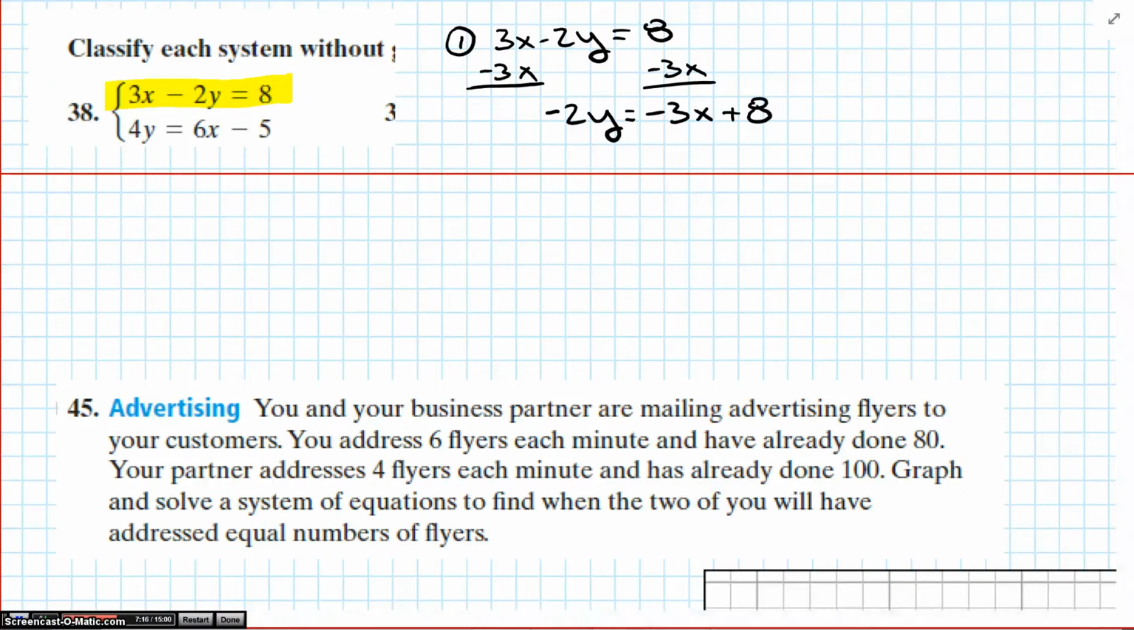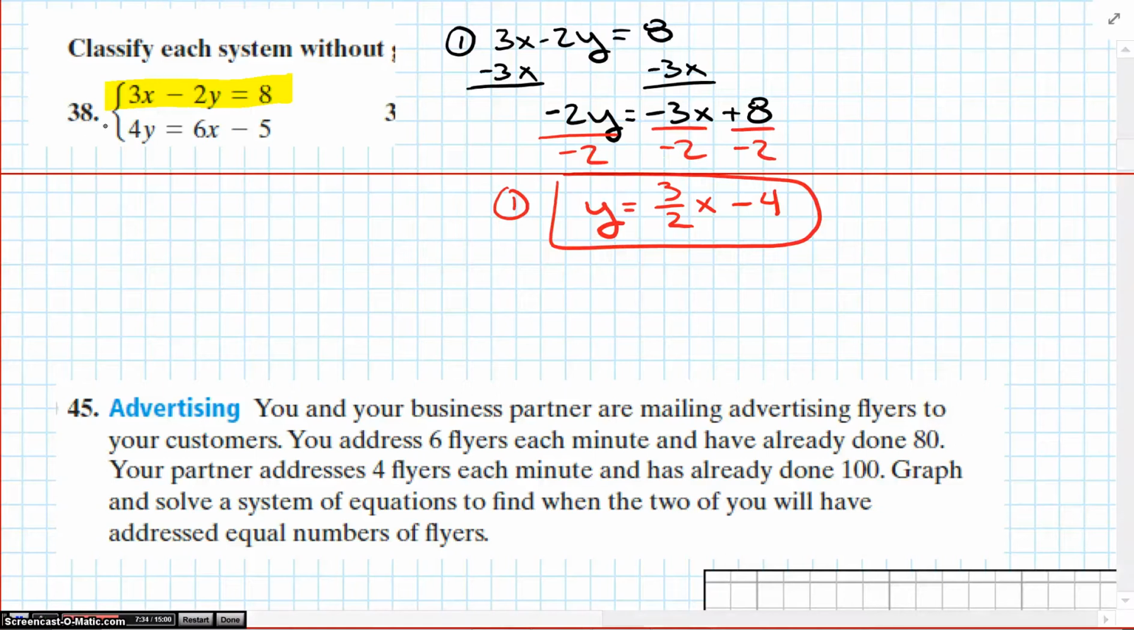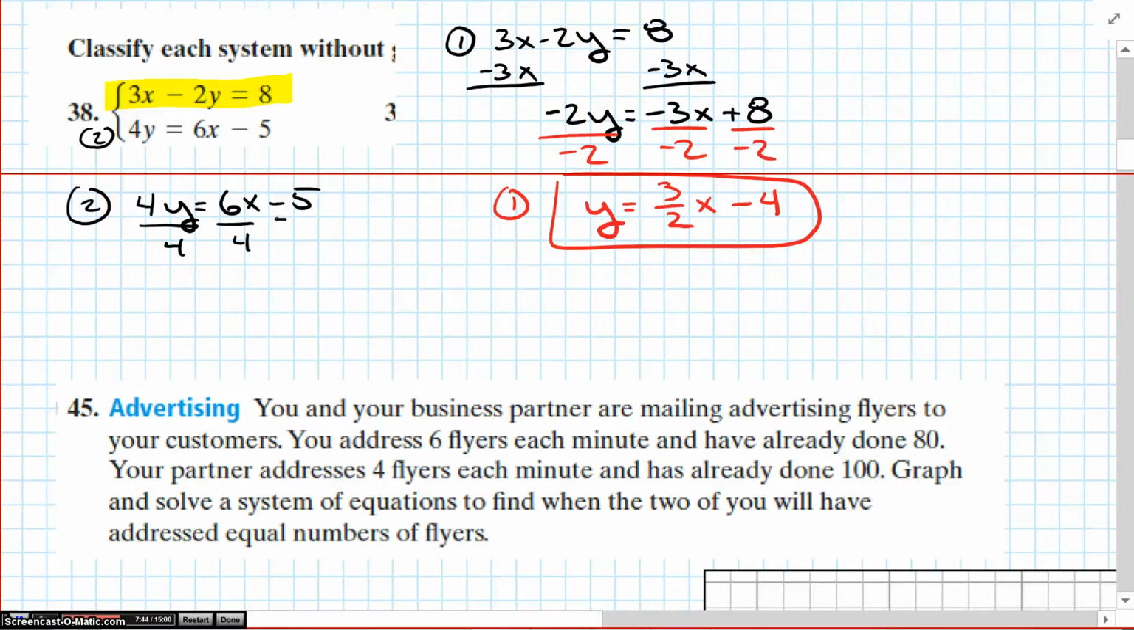I'm going to divide everything by negative 2 to get y by itself. So I'm going to get y equals 3 over 2x minus 4. So that's equation 1. Equation 2 was 4y equals 6x minus 5. So divide everything by 4. So y is going to equal 3 over 2x minus 5 over 4.